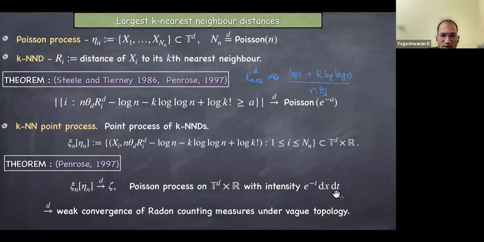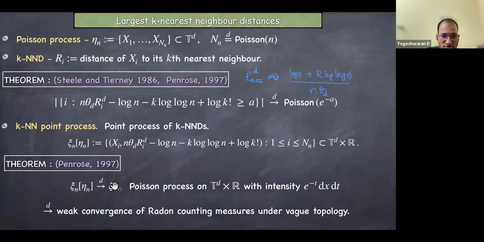I'll point out one thing. The left-hand side is a finite point process. The right-hand side is an infinite point process, okay? So it's a finite point process converging to an infinite point process in the limit. And a nice point process, a Poisson point process, okay?